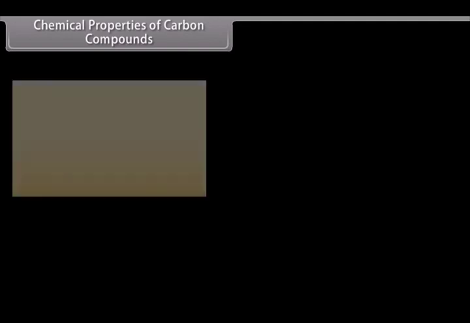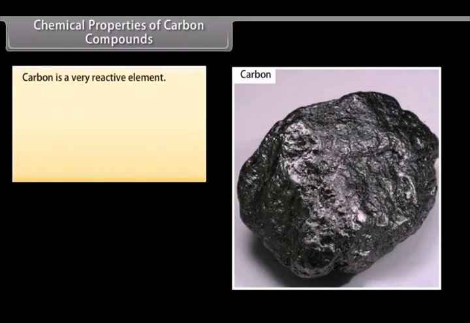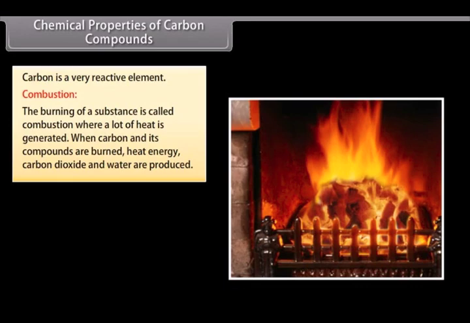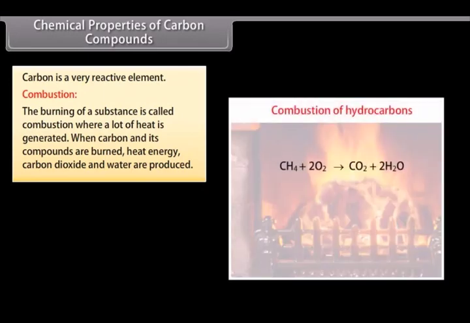Chemical properties of carbon compounds. Carbon is a very reactive element. The main chemical properties are listed. Combustion. The burning of a substance is called combustion. It is a process that generates a lot of heat. When carbon and its compounds are burnt, heat energy, carbon dioxide, and water are produced.